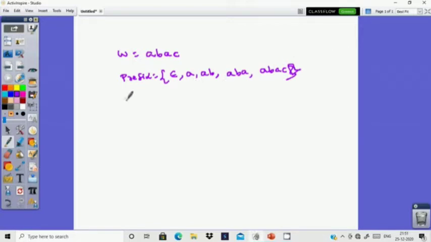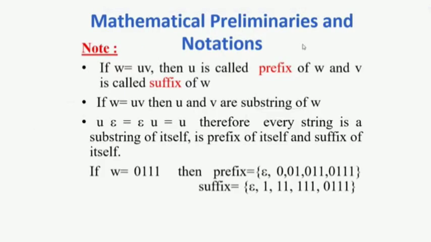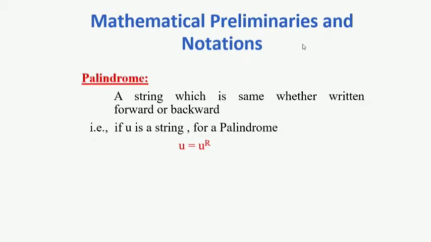Now, what is meant by suffix? If none of the symbols is included, then epsilon is a suffix. And since the suffix is evaluated from the right side, if you include C, that is a suffix, then AC is a suffix, and BAC is a suffix, and then include the whole string, ABAC, which is also called a suffix here.